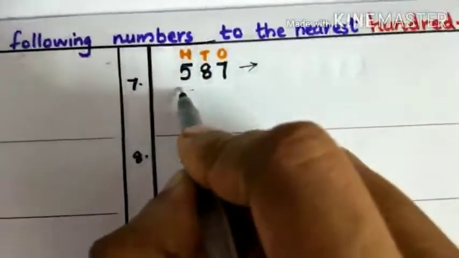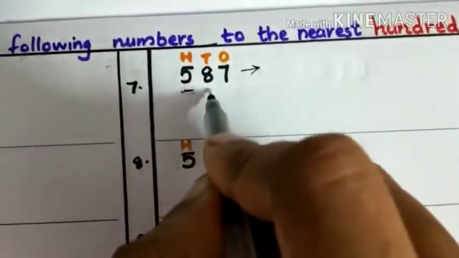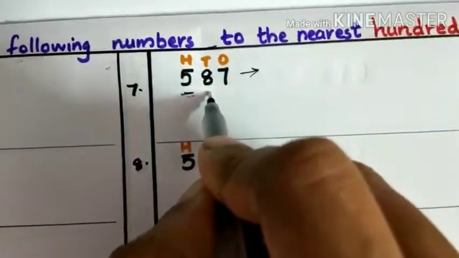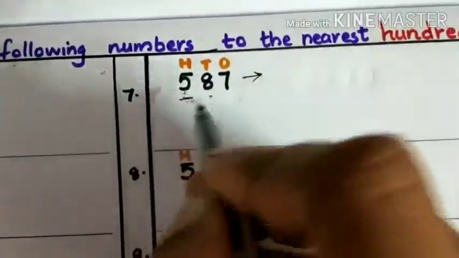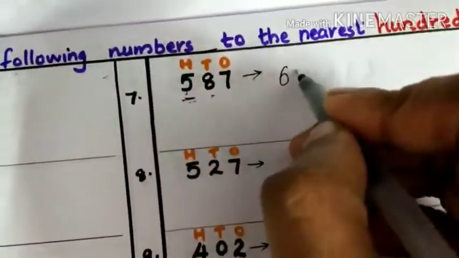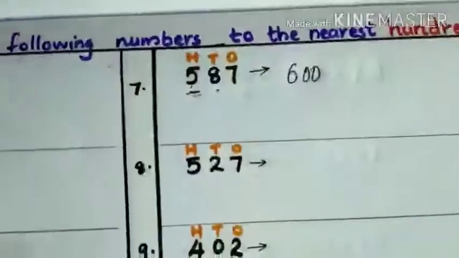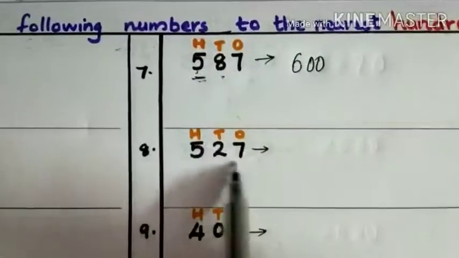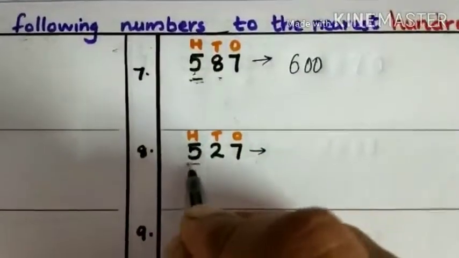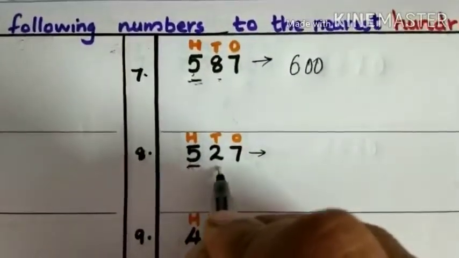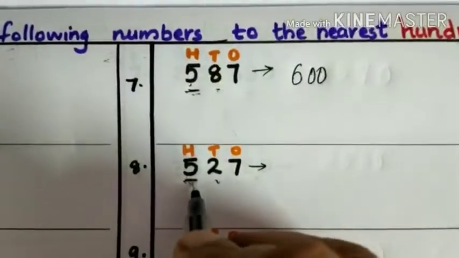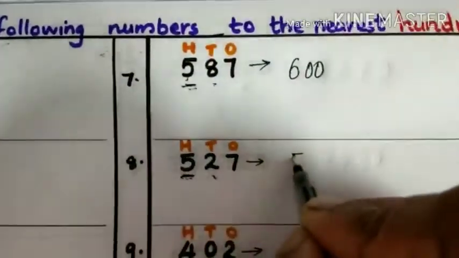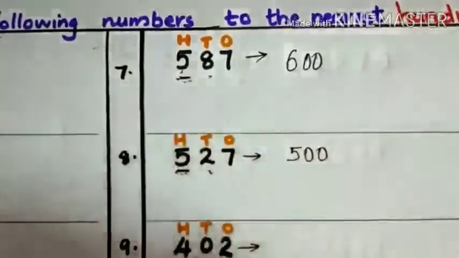587. Underline the hundreds place digit 5. Next digit is 8. 8 is greater than 5. So 5 will change and become 6. 600. 527. Hundreds place digit 5. Next digit, tens place digit 2, less than 5. No change for 5. 527 is rounded off to 500. Rounded down.